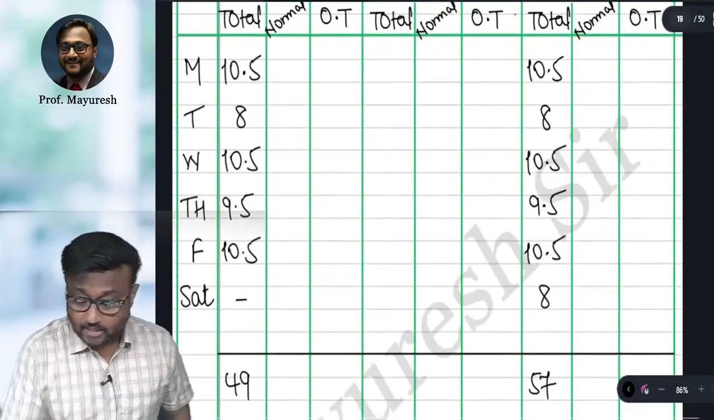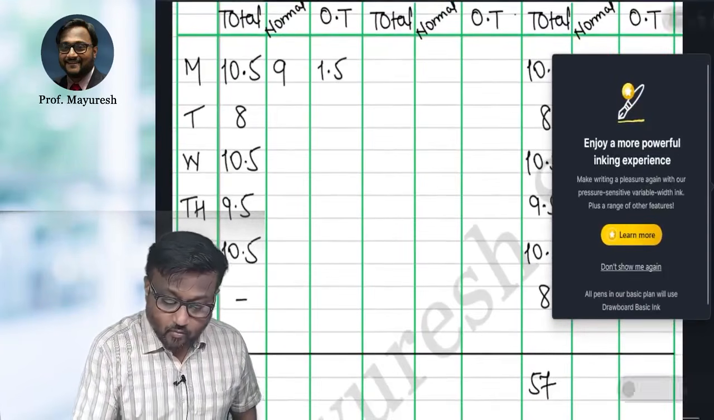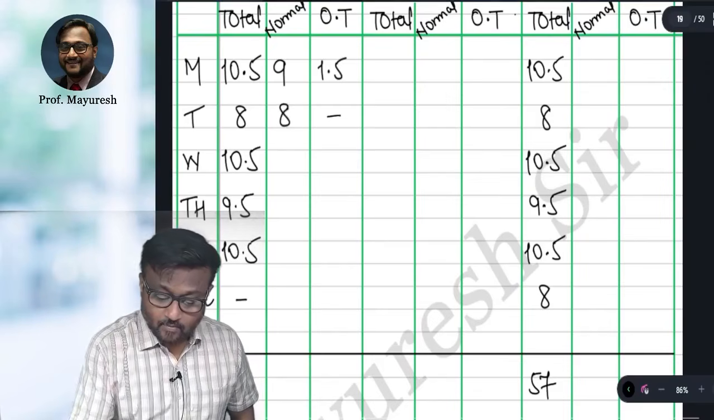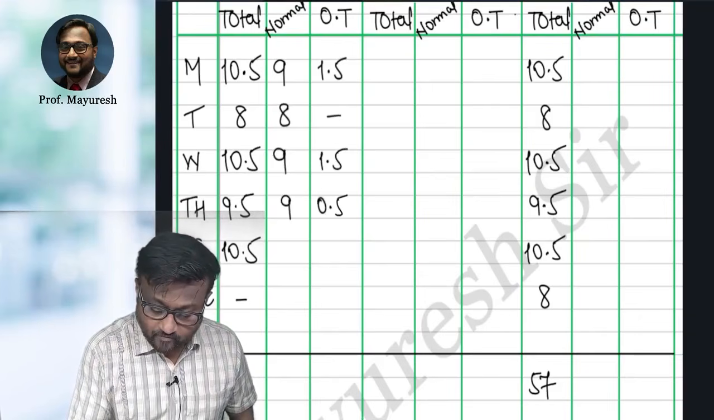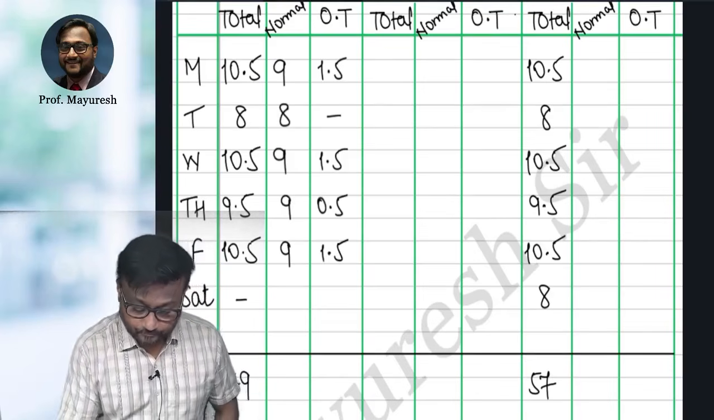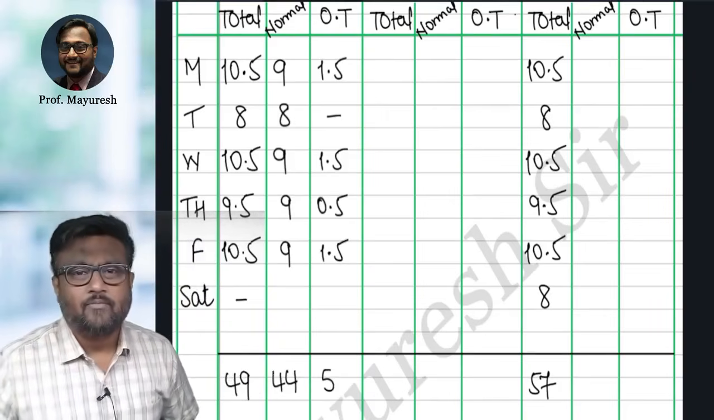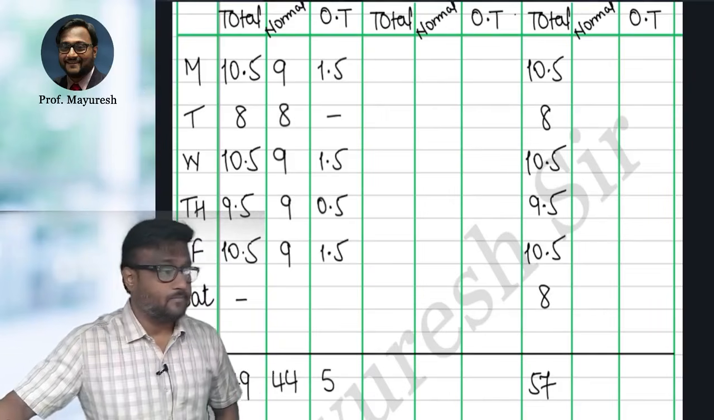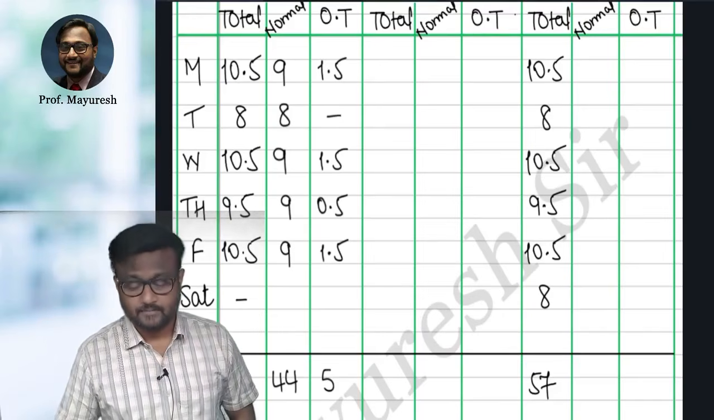Now look here carefully. 9 hours will be paid at a normal rate, 1.5 will be overtime. You're not even crossing 9 hours here. 9 hours and 1.5, 9 hours and 0.5, 9 hours and 1.5. So guys, 44 hours you have worked at normal rate, 5 hours you have worked overtime. Correct? Yes or no?